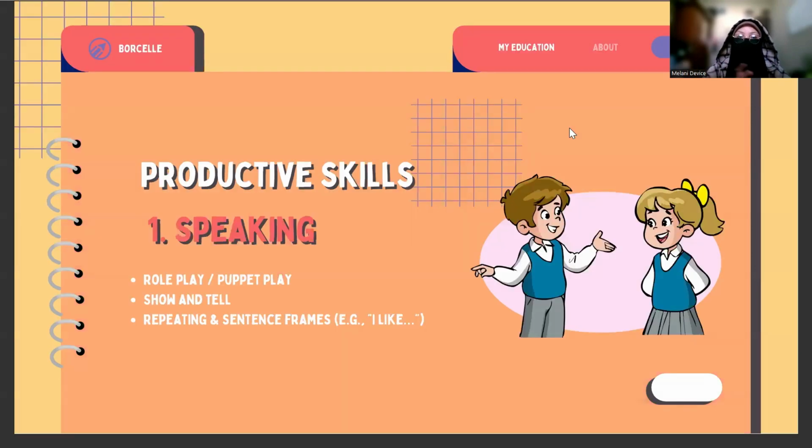And about productive skills, the first one is speaking. We can apply role play or puppet play. For example, a role play between a seller and a buyer, so it can be more engaging and fun. There's also show and tell, where we show something and tell what it is. And repeating with sentence frames, like "I like...". Students can repeat a sentence or repeat an object.